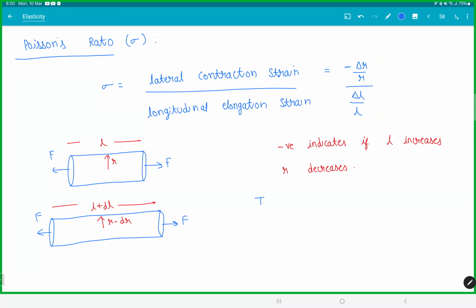So theoretically, the value of sigma lies between 0.5 to -1. But negative values don't make sense. Think of what is the meaning of a negative value. When you stretch it, length increases, radius also increases. The practical value is sigma lies between somewhere 0.2 to 0.4.